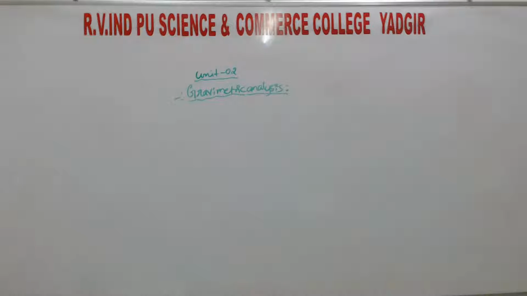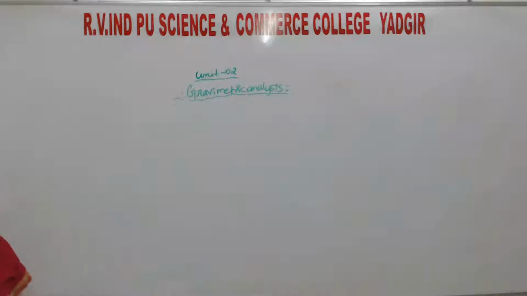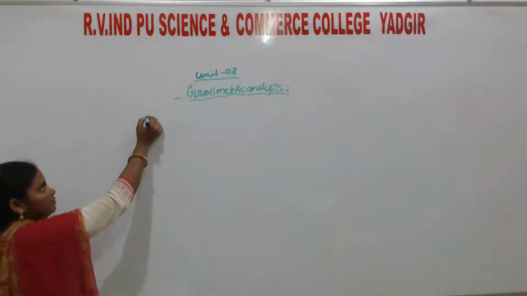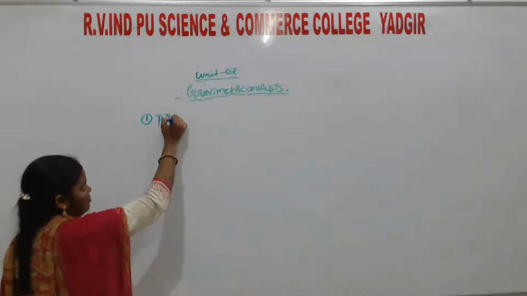This concept we discussed in the last class. In today's class, I am going to discuss the steps or techniques involved in gravimetric analysis. You know that 8 steps are involved in gravimetric analysis. The first one is the precipitation method.